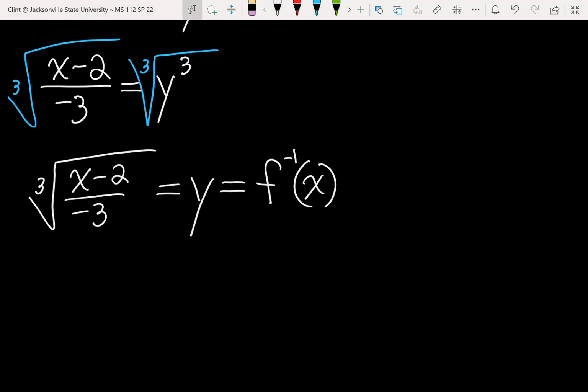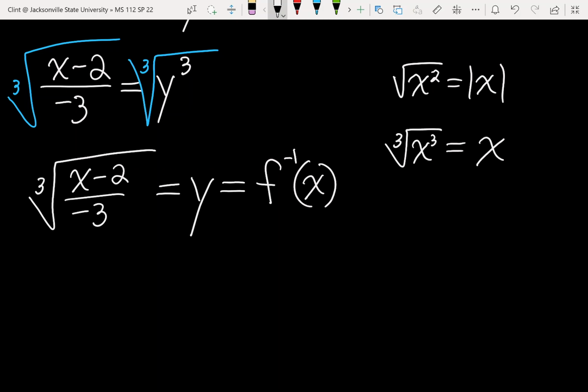And that's okay, don't worry about it. So now, maybe some of you have never heard this before, that the square root of x squared is the absolute value of x. You don't have to worry about it when we have an odd index. That's just x. The cube root of x to the third is x. Fifth root of x to the fifth is x. Seventh root of x to the seventh is x. You only have to worry about it with even powers.